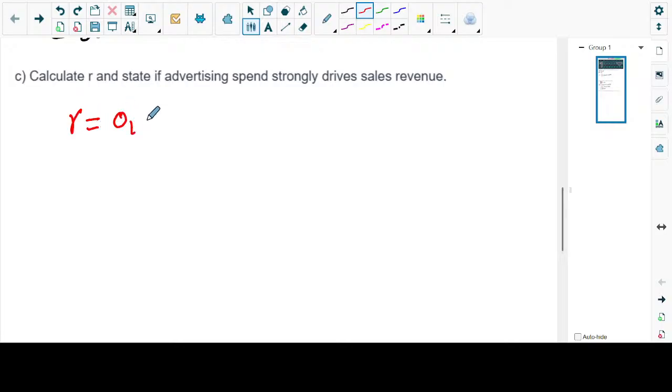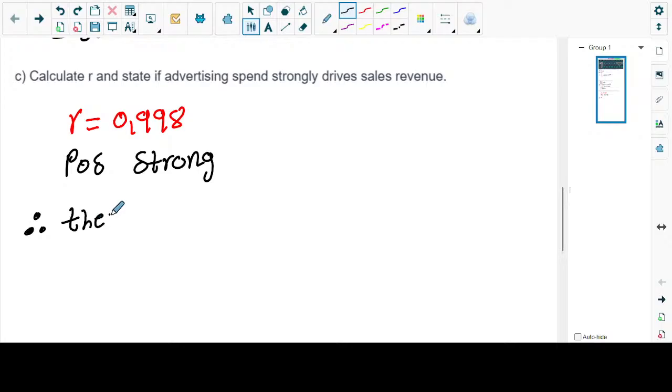So R is equal to 0,998. So we can check the answer: is it positive or negative, so that we can comment? The answer is positive. And then is it weak, moderate, or strong? It's going to be strong. So we can make a conclusion: because of the strong positive correlation, there's a strong correlation between advertising and the income that they receive.